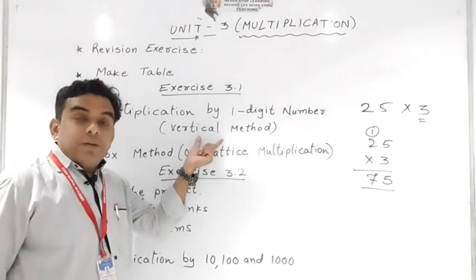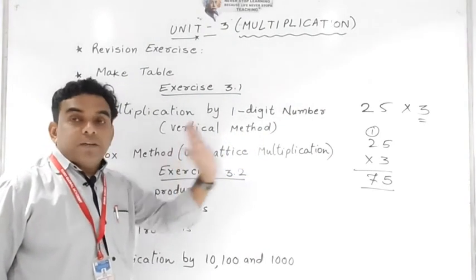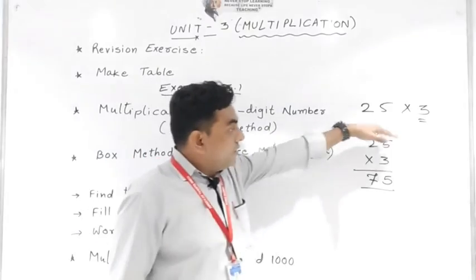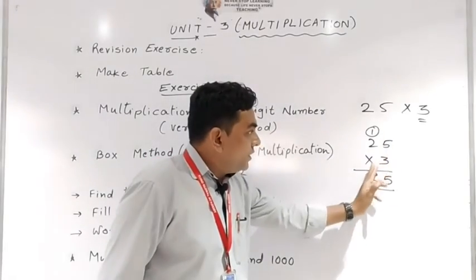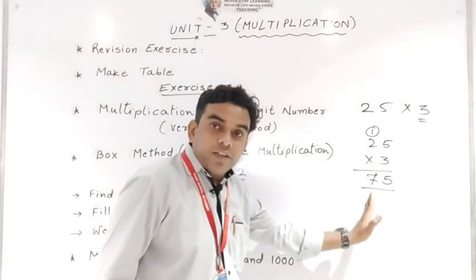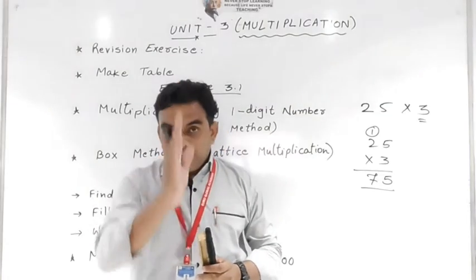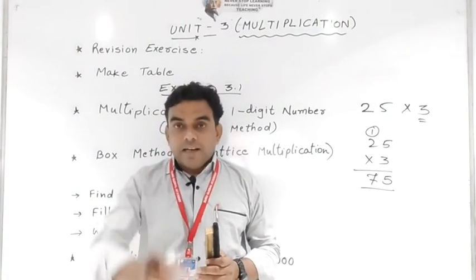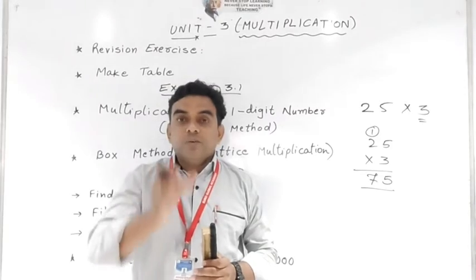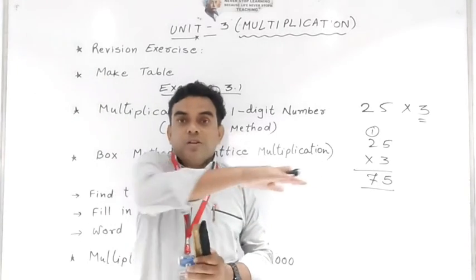And this is the vertical method. Student, this is the vertical method. 25 multiplied by 3. This is the vertical. Vertical, that means what? That means the line, the pole. It is the vertical. And this is the horizontal.